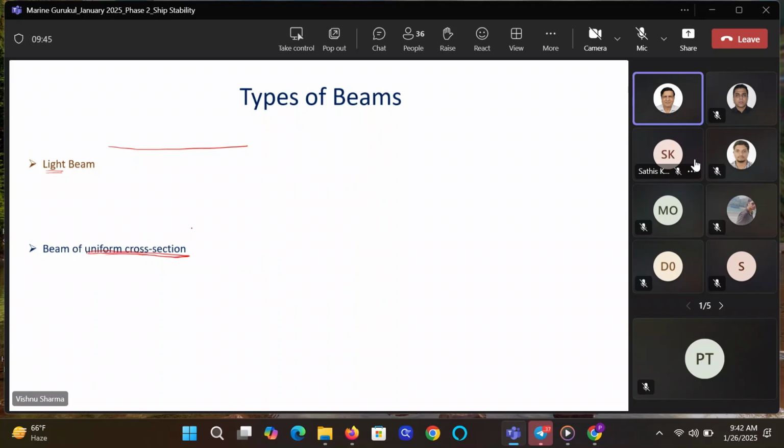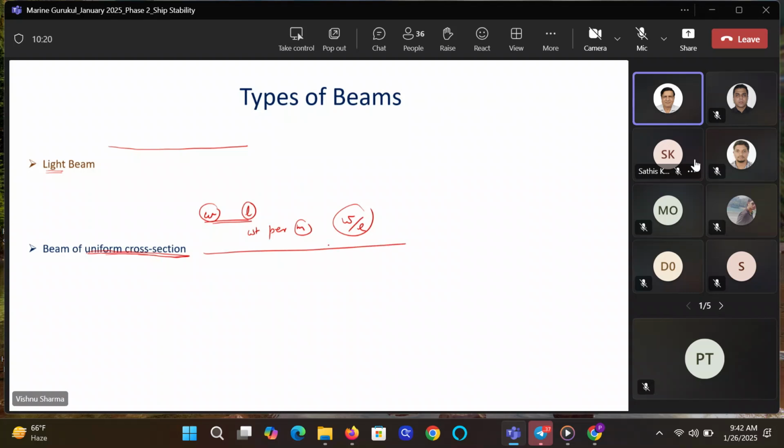So what is the significance of the words uniform cross section? This means that the weight of the beam is uniformly distributed over its entire length. So suppose a beam has a weight of small w and length L. That means the weight per unit length, the weight per meter, will be W upon L. How would we represent a beam of uniform cross section in our drawings?